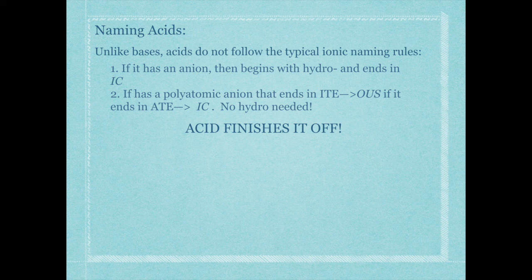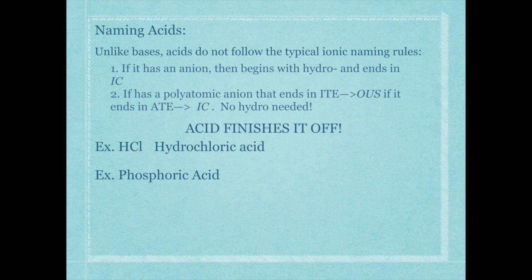Okay? So just as a review, if you just have your hydrogen followed by an anion, you're going to have hydro and ic for the ending. If you have a polyatomic anion, if it has an ITE ending, it will become ous. And if you have an ATE ending, it will become ic. So let's look at some examples. If you have HCl, it's going to be hydrochloric acid. Okay? Well, let's look at, for example, if I give you the name and you need to actually write out the formula.